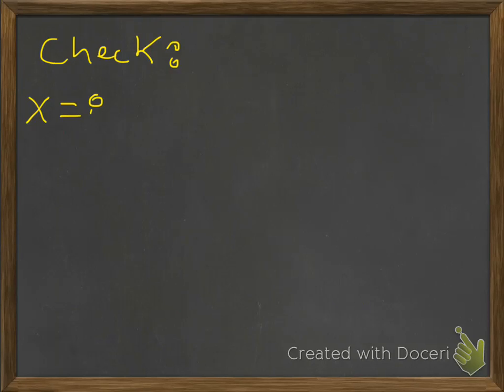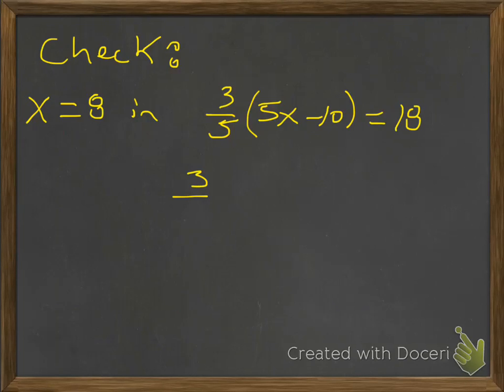And now the last thing to do is make sure it's a good answer. So we're going to plug it right in and see what happens. And we'll just follow our order of operations, which you guys are already very good at. So we have 3/5 times 5 times 8 minus 10 equals 18.